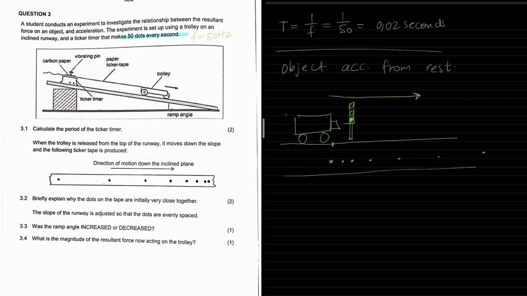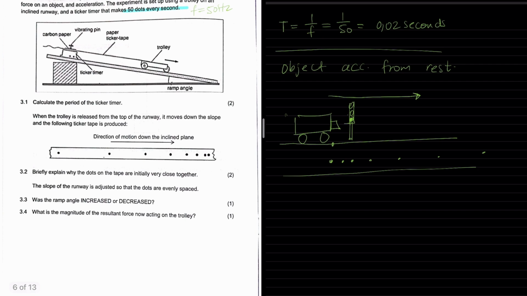Question 3.3. The information they give us here is the slope of the runway is adjusted so that the dots are evenly spaced. So what does that mean if the dots are evenly spaced? It means that it's now moving at a constant velocity. It's not accelerating, it's not decelerating. So was the ramp angle increased or decreased? No, the angle was decreased. It's now gone flat. So it was like this, so it's speeding down. Now it's flat, so the angle decreased. Tricky question. It decreased.